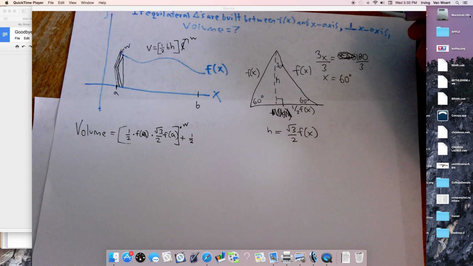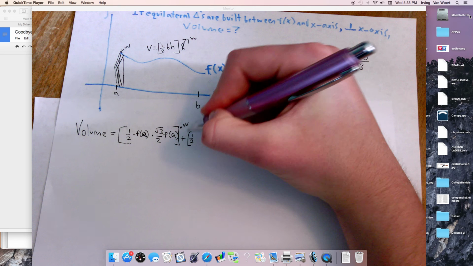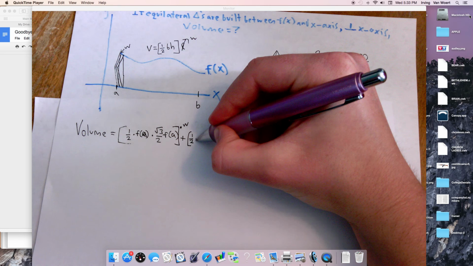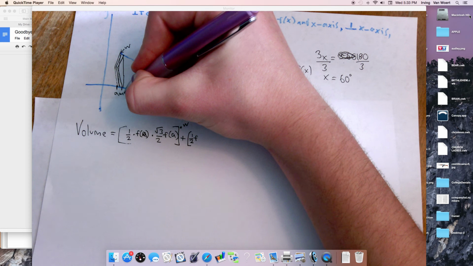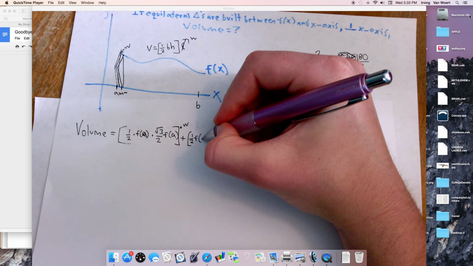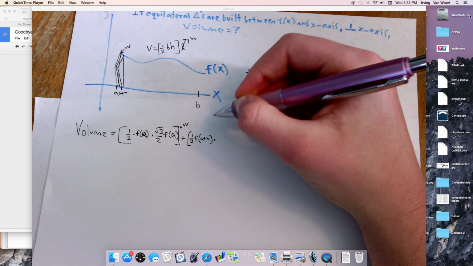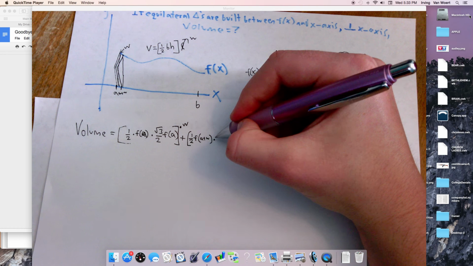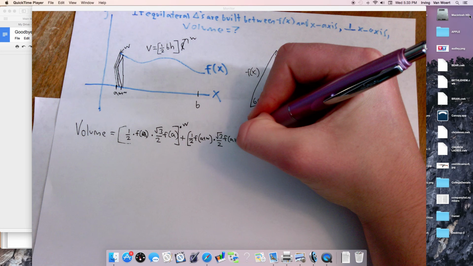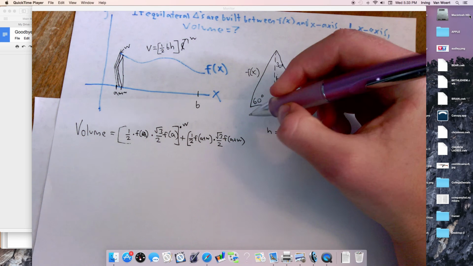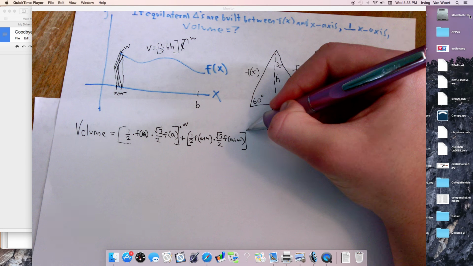And so the next one will be 1/2 base times height, 1/2, and then the base is f of, this time we're talking about the point a plus w, so 1/2 f of a plus w, times, now the height is going to be radical 3 over 2 f of a plus w. And then the whole thing will be times the width.